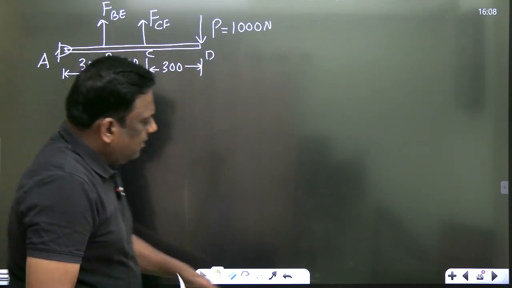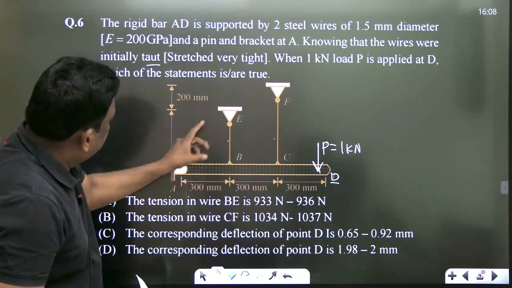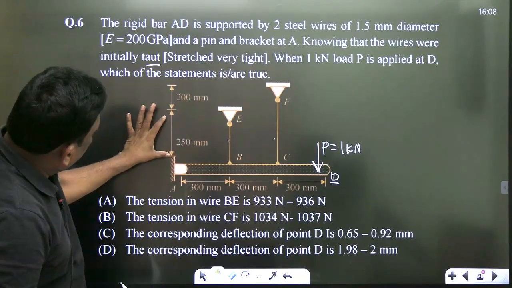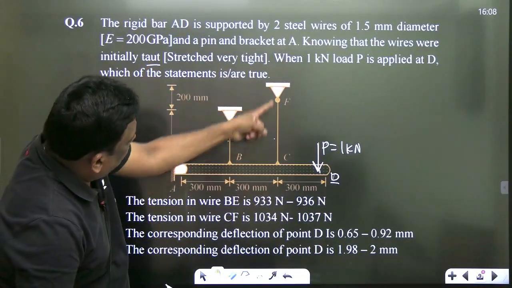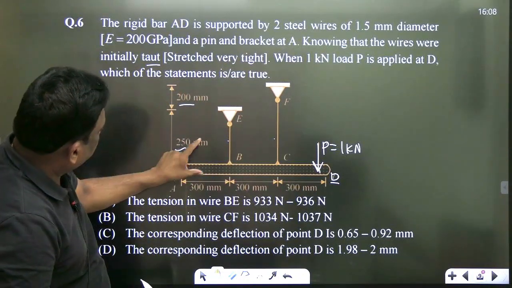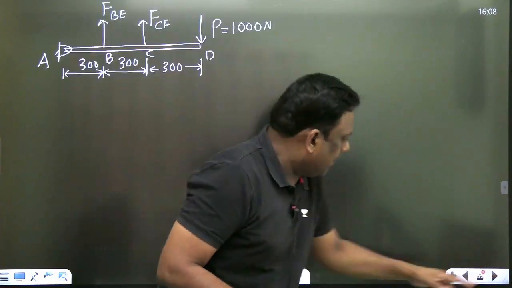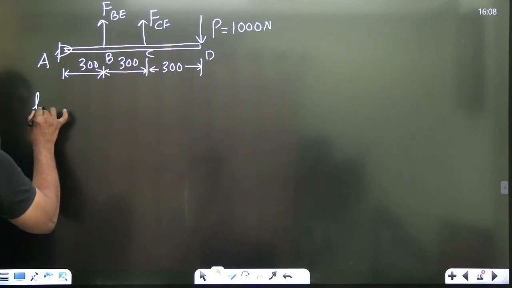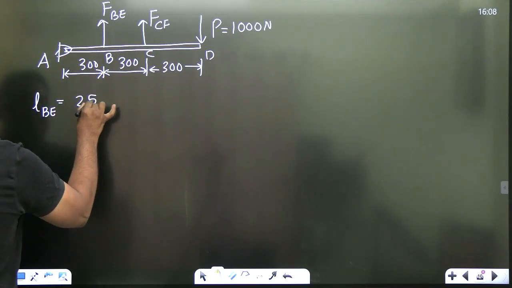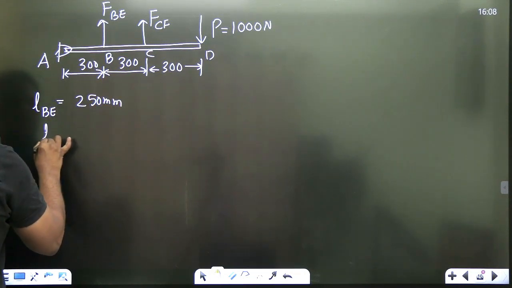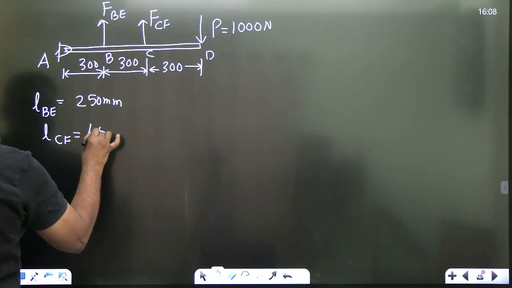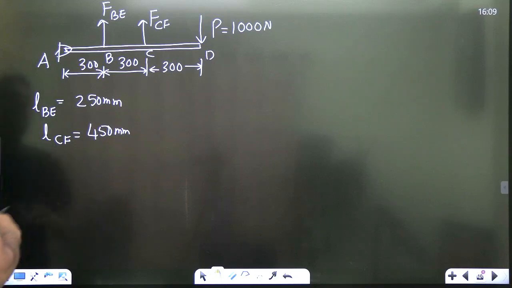Just observe, my dear students, the length of this is given as 250. I repeat, BE is given as 250 and CF is 250 plus 200. This total length CF is given as 450. 250 plus 200 is 450 and BE is 250. Okay, no problem. So the length of BE is 250 mm, and the length of CF is 250 plus 200, that is 450 mm. All lengths are given. Now let us find out tension in this.